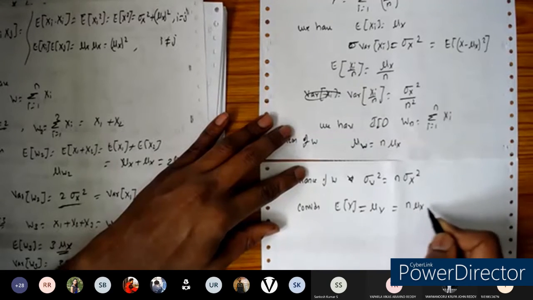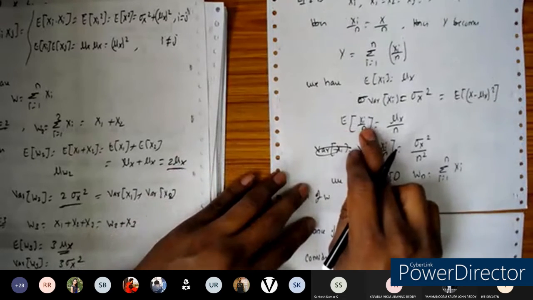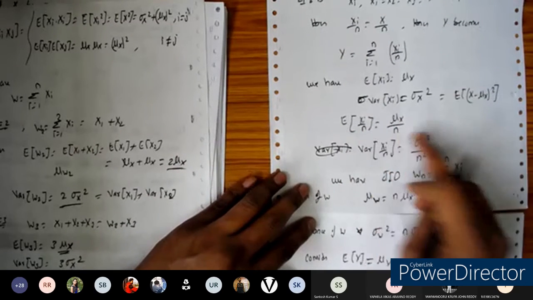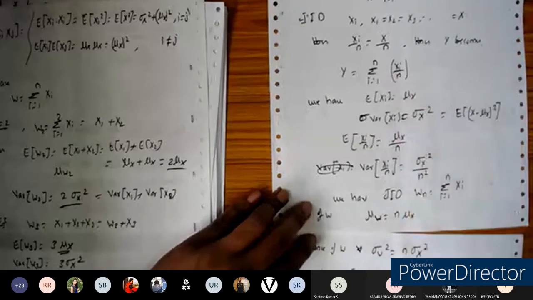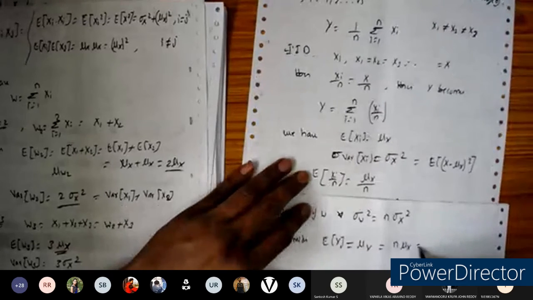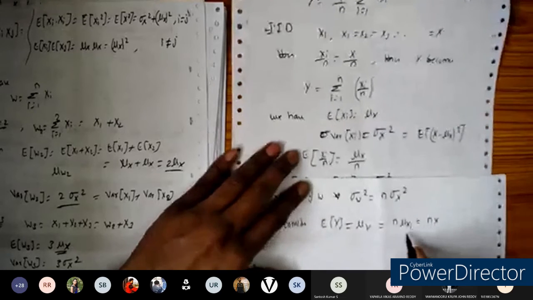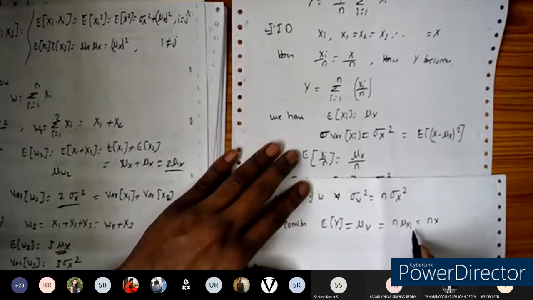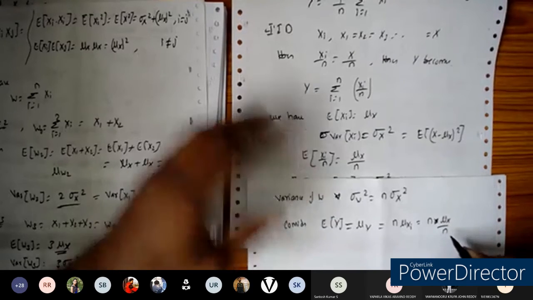Okay, so we have this one. We already saw the expected value of xi. Nu x by n is there, because y is the sum of all n random variables. So it becomes n into, I can consider, nu xi. So it becomes nu x by n that we are going to get here.